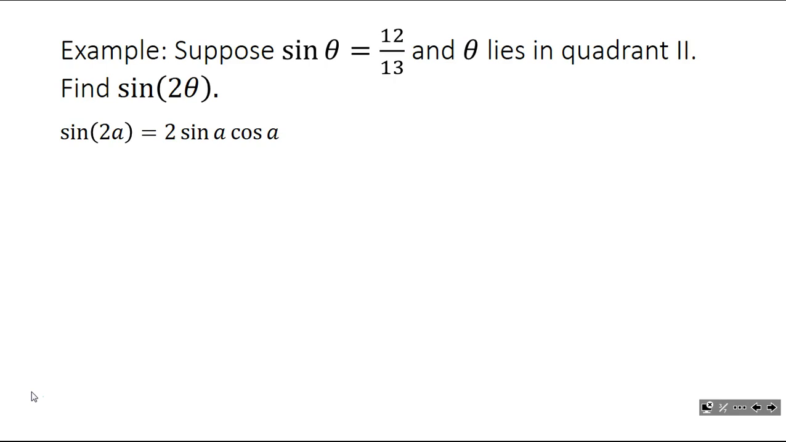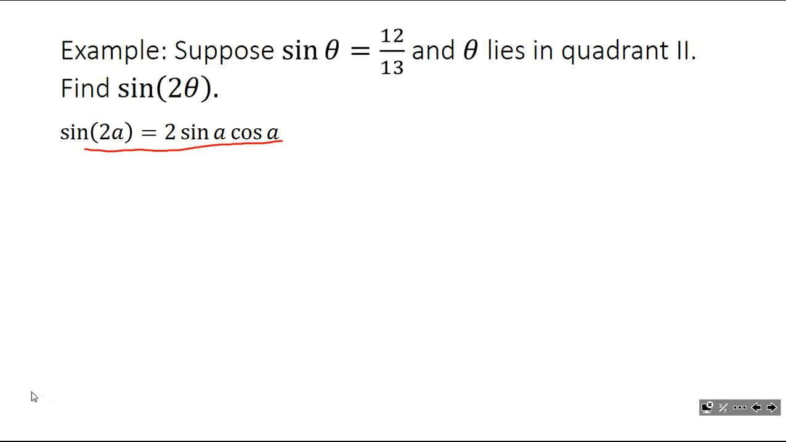And here's an application of that. Suppose that we have the sine of theta equals 12/13, and theta lies in quadrant 2. Find the sine of twice that angle, theta. When you look at the formula, we see that the right-hand side requires that we know both the sine of our angle and the cosine.